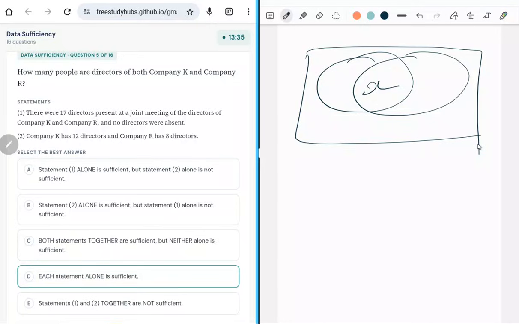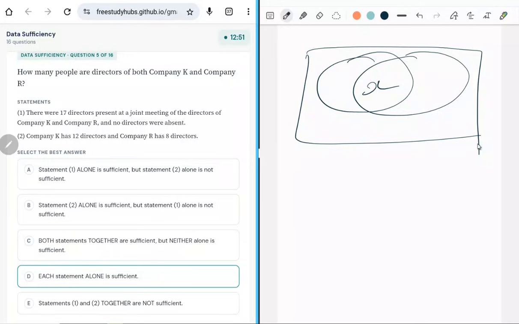How many directors are in both company K and R? They say there are 17 directors in a meeting. So we know 17 directors jointly of company K and company R, so we'll just assume K plus R in this instance is 17. Then company K has 12 directors and company R has 8. So I know 12 plus 8 is 20. So there is an overflow of 3, which means there are shared directors, because when I sum this up, it exceeds 17.